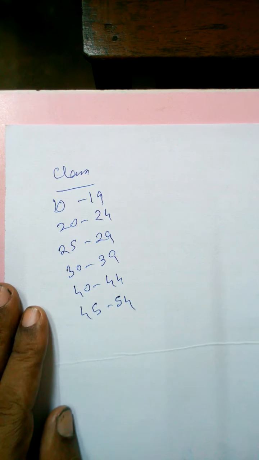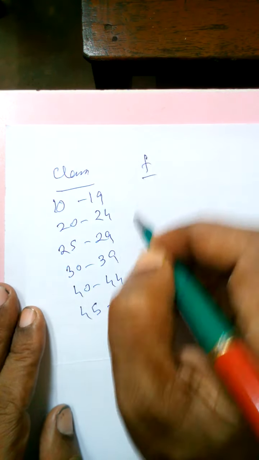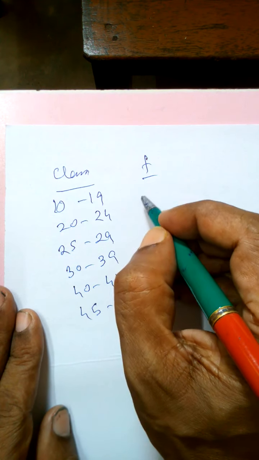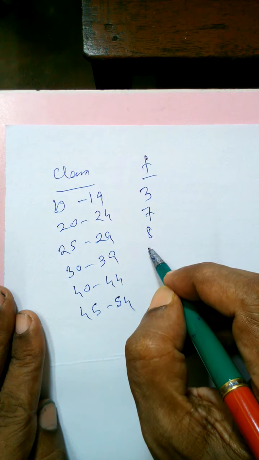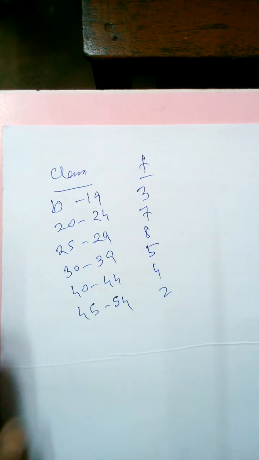You will be objecting to this, raising a complaint, that it is not right. I am coming to that point. The frequencies are 3, 7, 8, 5, 4, 2. Now this looks very awkward. This is called unequal class length. It can be possible. Unequal classes are not impossible.